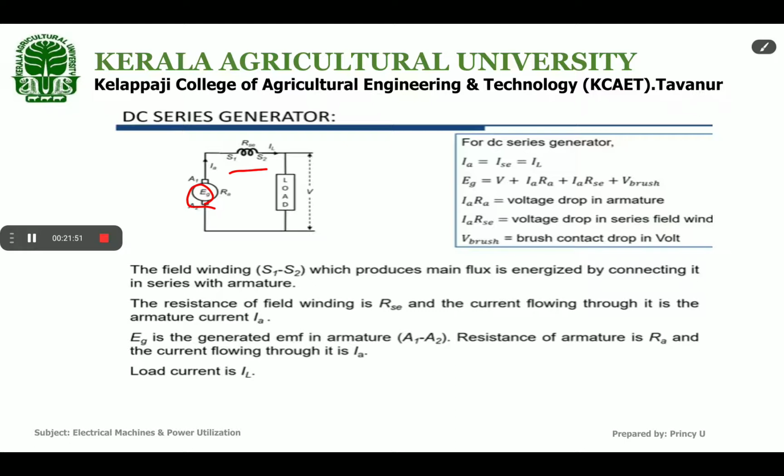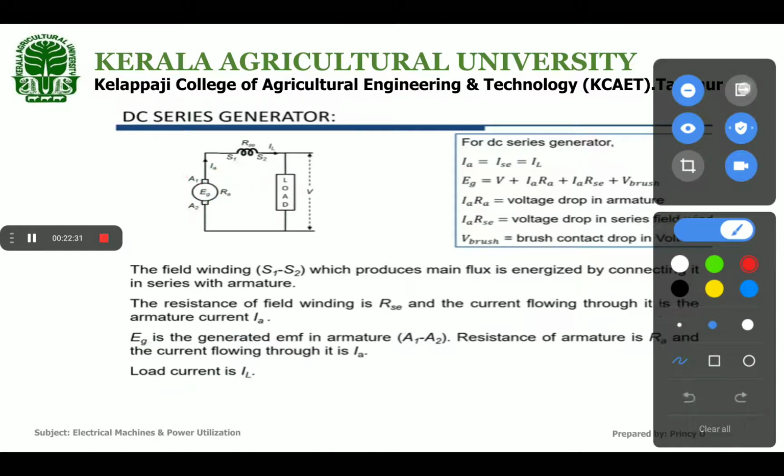The resistance of the field winding is represented here by RSE. Series ആകുമ്പോൾ നമ്മൾ SE എന്നാണ് ഫീൽഡ് വൈൻഡിങ്ങിന്റെ റെസിസ്റ്റൻസിനെ ഡിനോട്ട് ചെയ്യുക. And the current flowing through it is the armature current IA തന്നെയായിരിക്കും, because it is connected in series. So the current coming from the armature itself flows through the series winding, IA തന്നെയാണ്. And EG is the generated EMF on A1, A2. And the resistance of the armature is denoted by RA and the load current is IL. And now we can write the equations of a DC series generator.